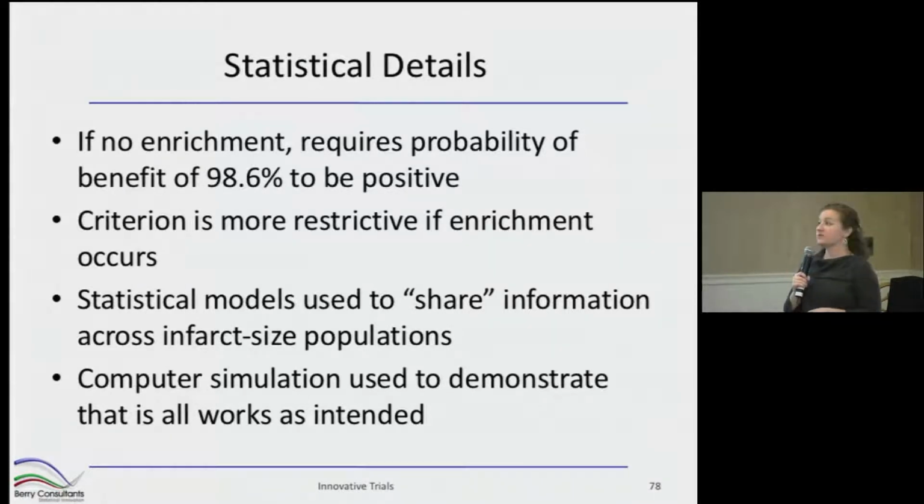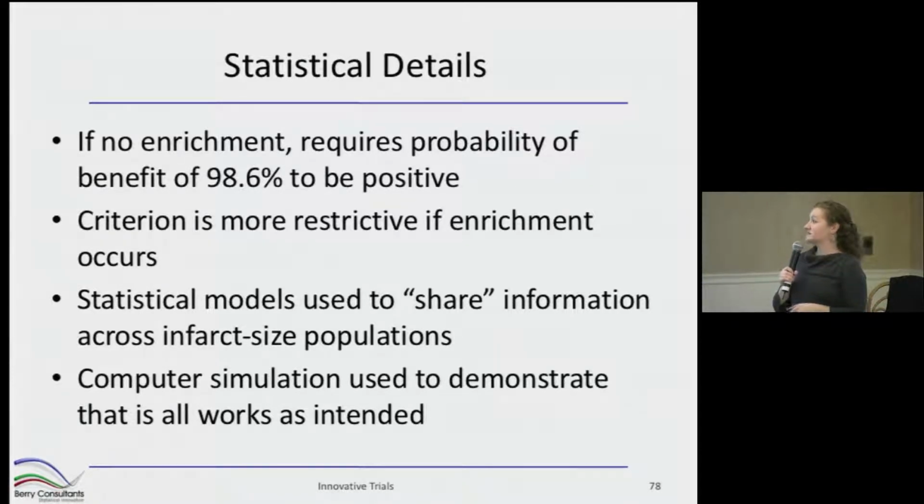If no enrichment happens, so if all through the trial we enroll up to 50 cc core infarct volume, then the probability of benefit has to be at least 98.6% to be positive. And this threshold takes into account the multiplicities of our early interims for early stopping. And that's if no enrichment occurs. If enrichment occurs, we actually need a more restrictive criteria because we've kind of cherry-picked which population we're going to be analyzing in the final analysis. So we started out with 98.6, but if enrichment occurs, there was a rule for how we would adjust that threshold to account for the enrichment.